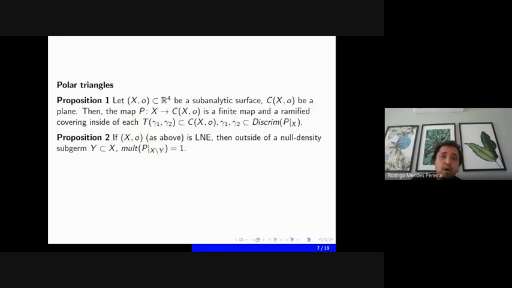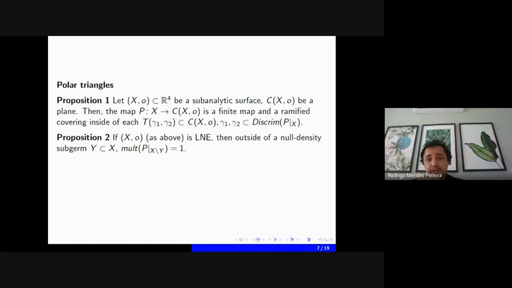And in this particular case, let me speak about how to extract information from the metric and topology points of view. In metric, specifically, proposition 1 is the following. If you take in general a subanalytic surface, suppose the surface is flat, because for rank 1 you can show that the surface is flat. That means the tangent cone is a plane.